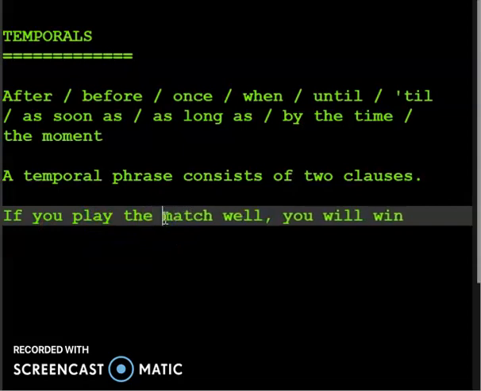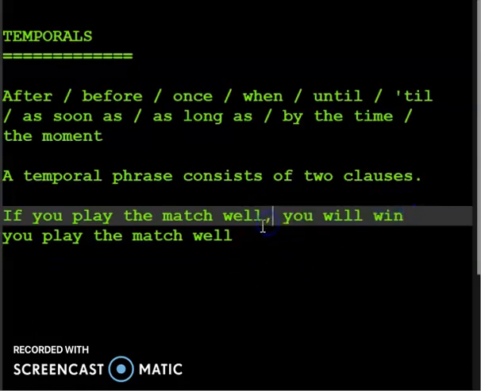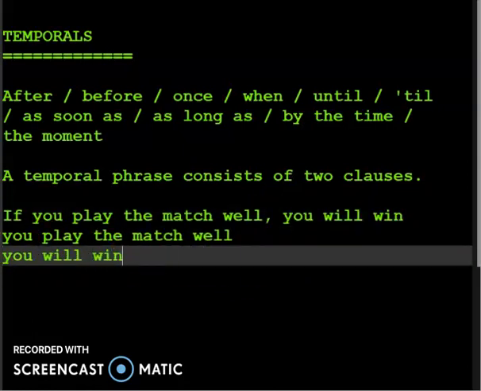In the case of a conditional such as this, you have two clauses. You have two almost independent sentences. If we take the if clause, you play the match well, we have a complete sentence. We have the subject, verb, and the object. And the second clause is also complete. You will win. Subject, verb, and it carries the meaning of a complete sentence. It's a valid complete sentence. I could just capitalize this, put a full stop, and we have a complete sentence.